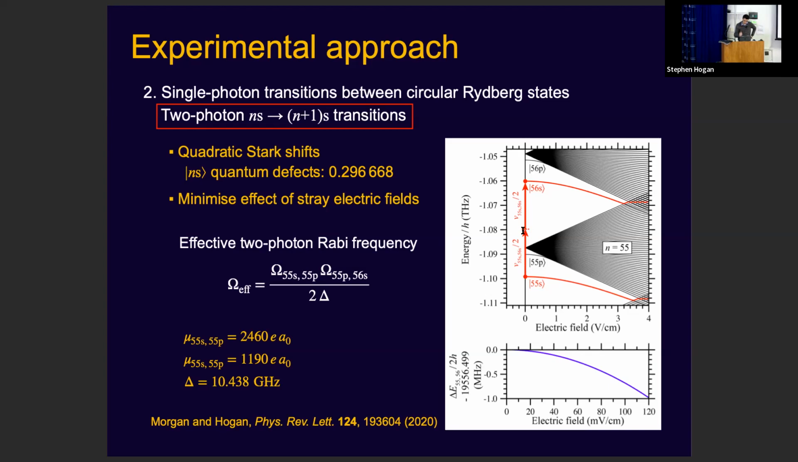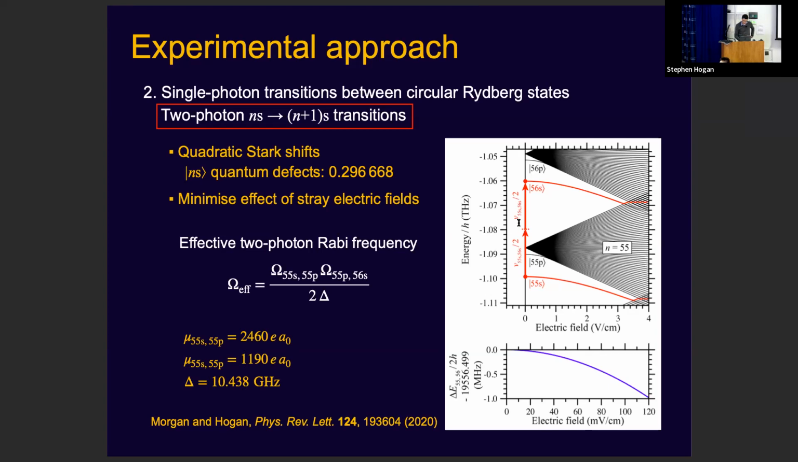That's the first step in the transition. And then the second step you can view as the transition from this off-resonant position of the 55P to the 56S. So you can write down these 2 Rabi frequencies from the 55S to 55P and then 55P to 56S. And if you divide by twice the detuning from the intermediate state, which is the detuning from this 55P, then you can get an effective Rabi frequency for this 2 photon process. So this is just to give you some ideas. These transition moments are a couple of thousand atomic units, and the detuning in our case is about 10 gigahertz, which is a bit too large, but it's okay for what we do.